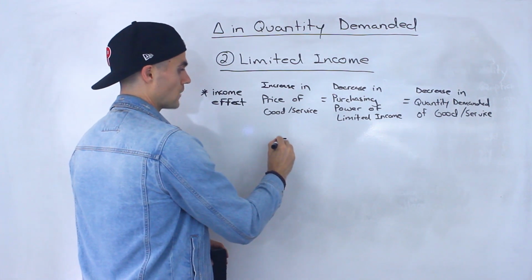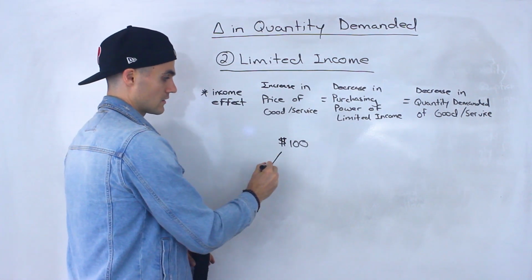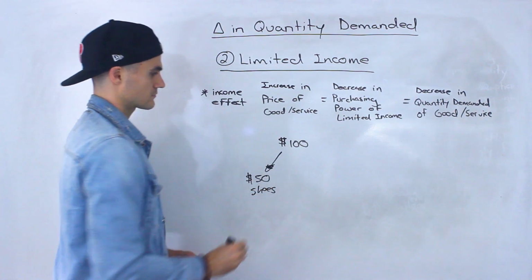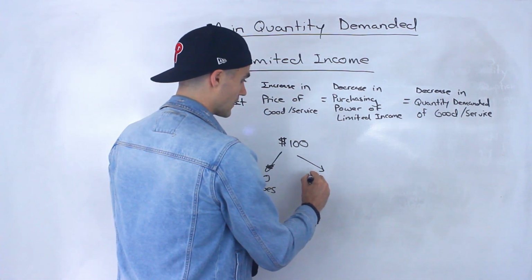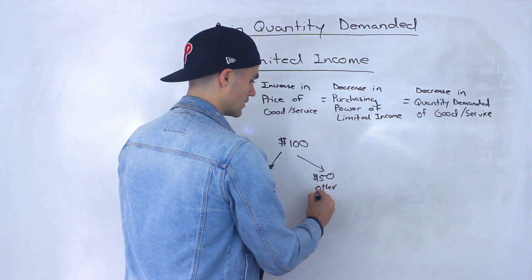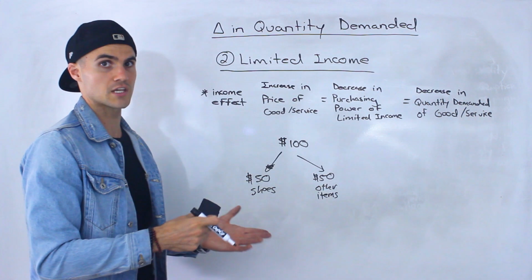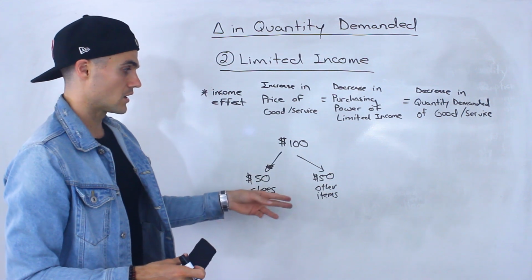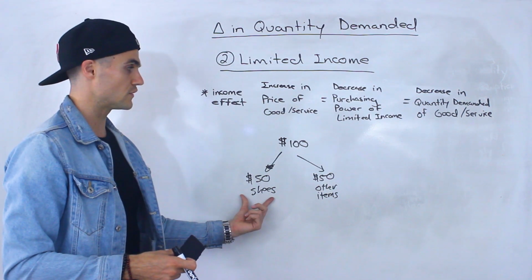Let's say that you have $100. That's your limited income that you have right now. And you're thinking of buying shoes for $50. Well, you only have that $100, so if you do buy these shoes for $50, then you're only going to have $50 for other items. Let's say there's 3 other items that you're considering that are $25 each. Well, you're going to only be able to buy 2 of those 3 items, right? Because they're each worth $25 and you only have $50 left because you bought these shoes for $50.